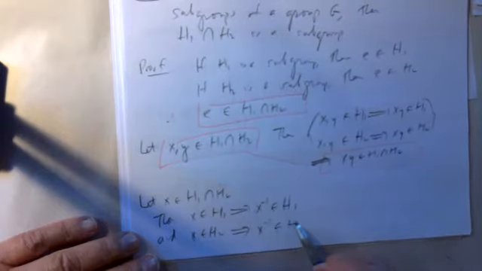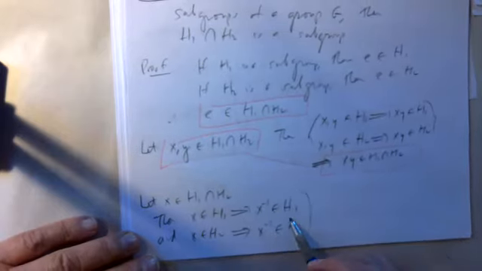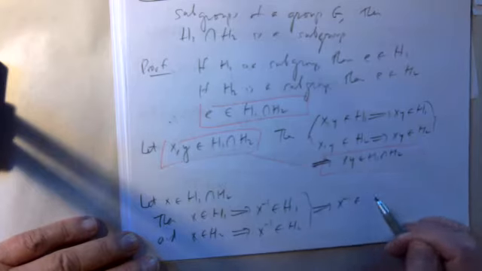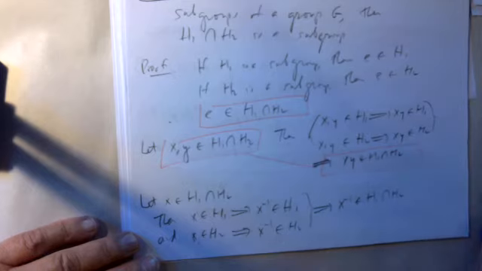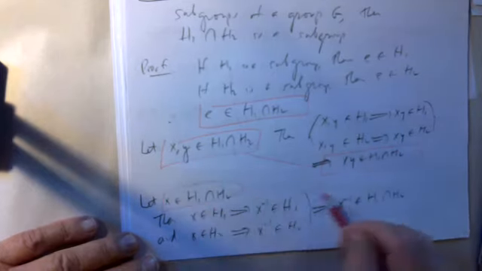And the third property is that a subgroup contains the inverse of each of its elements. And again, the proof is very similar. Take X in H1 intersect H2. Then X is in H1, and X is in H2. If H1 is a subgroup and it contains X, then X inverse is in H1. If H2 is a subgroup and it contains X, then X inverse is in H2. So X inverse is in both of these, so X inverse is in H1 intersect H2. So if X is in the intersection, X inverse is also in the intersection.